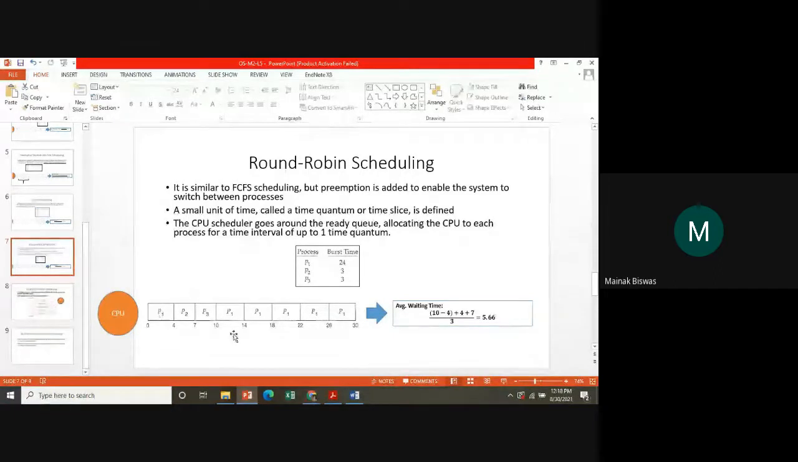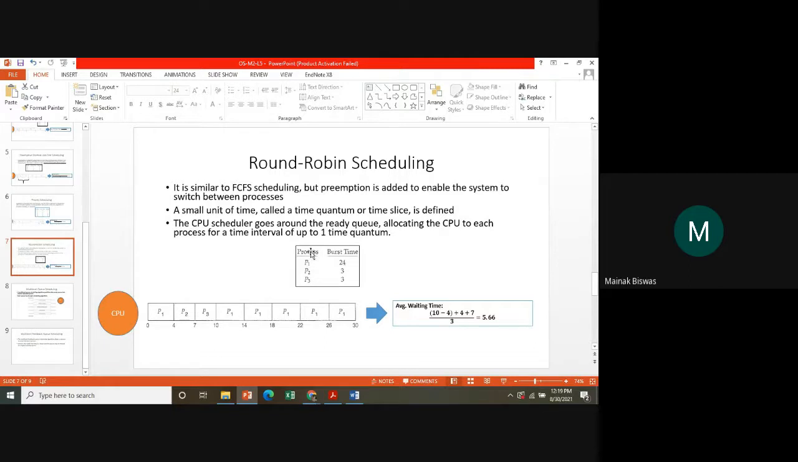It allocates 3 milliseconds first to P1, then 3 milliseconds to P2, then 3 milliseconds to P3, or let us say in this case it is 4 milliseconds. So P1 is allocated 4 milliseconds, then P2 is allocated 4 milliseconds, then P3 is allocated 4 milliseconds, and the same thing moves round and round until all processes complete the job. That is what round robin scheduling is all about.